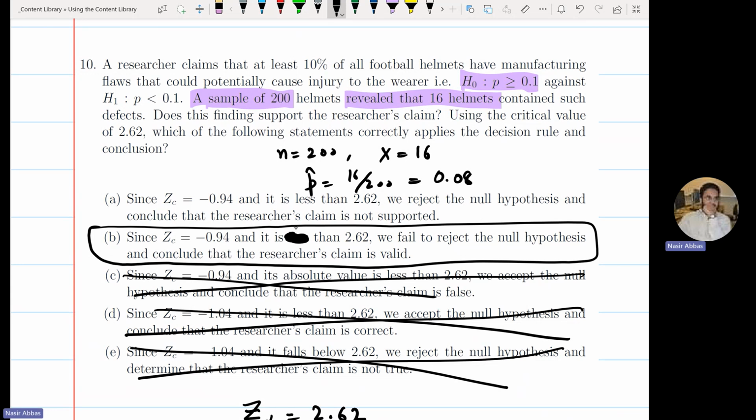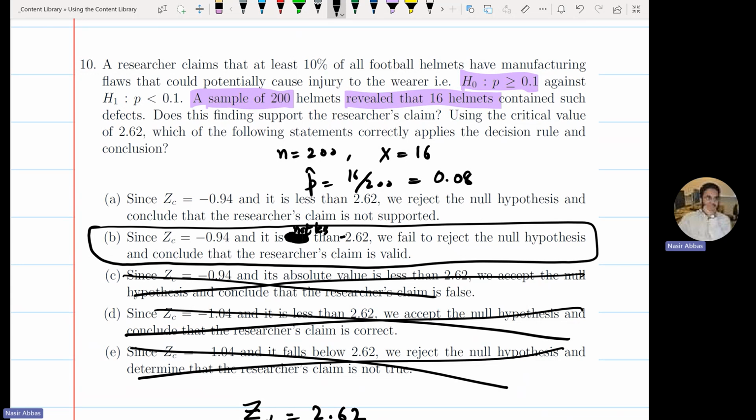The option should have been something like this, not less than minus 2.62. That's why we failed to reject it. That's the correct statement about the decision. You have a z of minus 0.94 and it is not less than minus 2.62. That's why we failed to reject H naught.